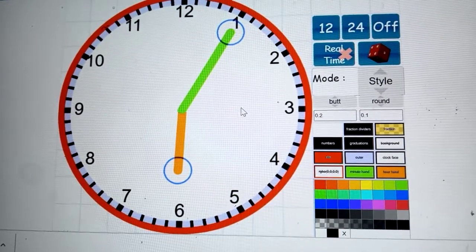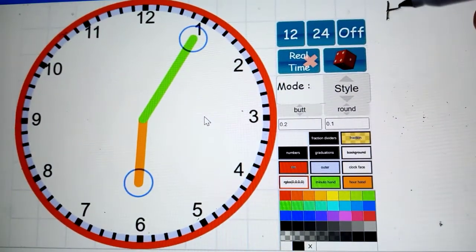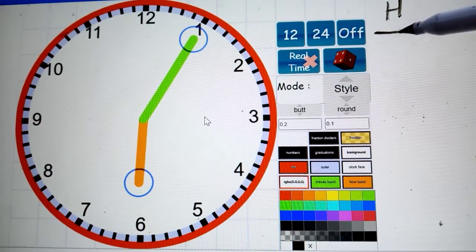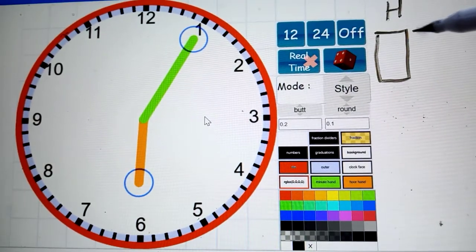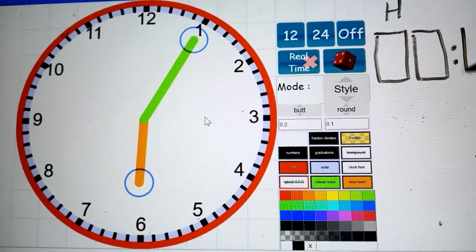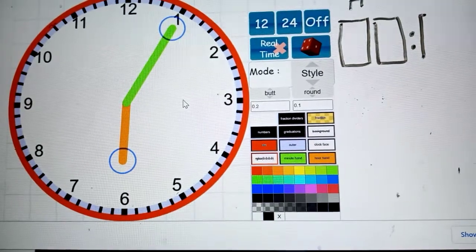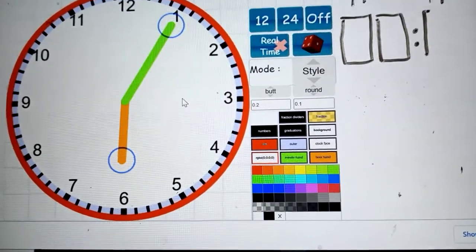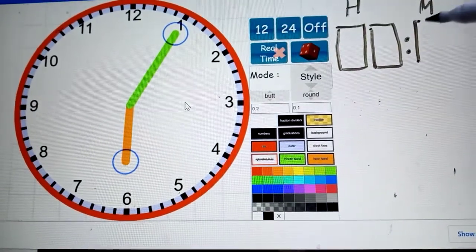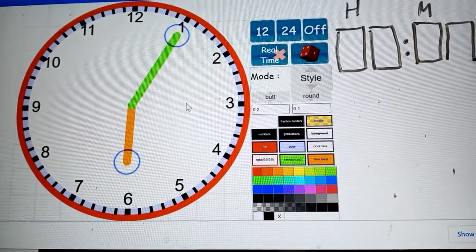And we've just started learning how to tell the time digitally. So we know that we start with the hours. And in digital time, there are 2 carpet spaces separated by a colon. And this side, you've got the minutes. This side is the minutes, and there are 2 carpet spaces for the minutes.